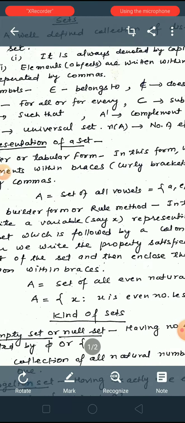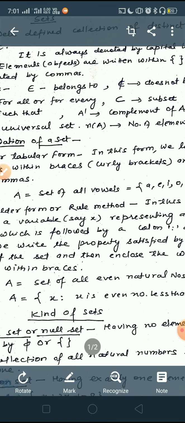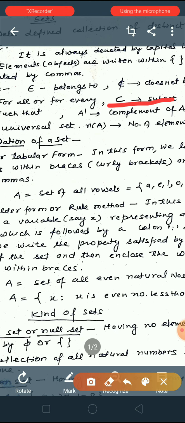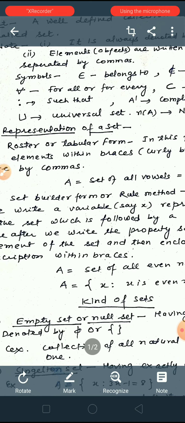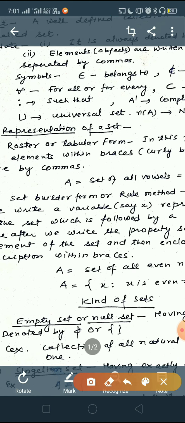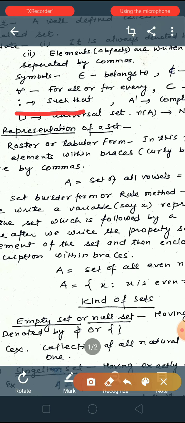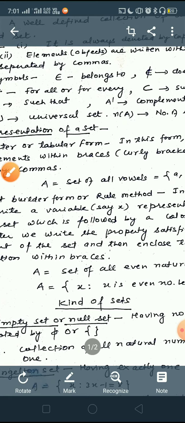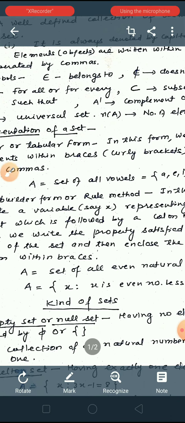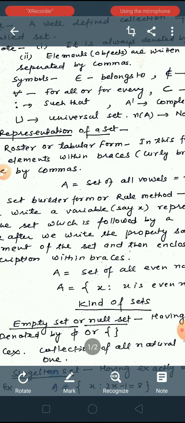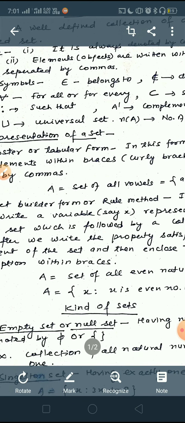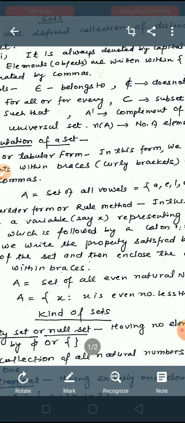And this is, if we turn the U symbol right by 90 degrees, then we get the subset symbol. This is the symbol of subset. And colon, if you write a colon, it means such that, and if you write A dash, it means complement of A. U stands for universal set, and if we write n(A), it means the number of elements in a particular set.